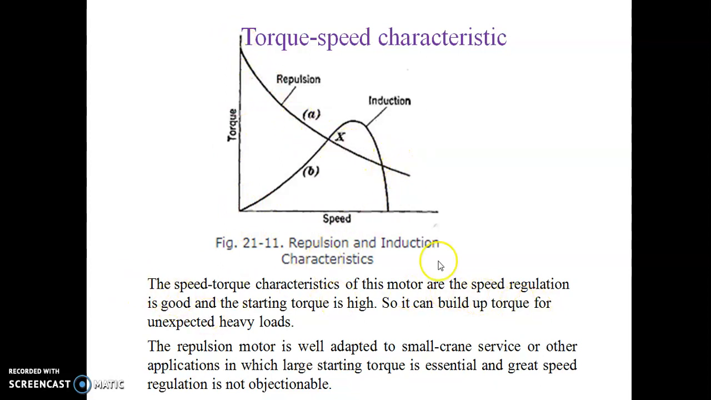The speed torque characteristic of this motor is such that the speed regulation is very good and the starting torque is also much higher. Even when an unexpected heavy load occurs, the motor is capable of producing sufficient torque to run the rotor. The repulsion motor is well adapted to small crane services or other applications where high starting torque is preferred and the great speed regulation is not objectionable. Whereas characteristic B represents the torque speed characteristics of an induction motor.